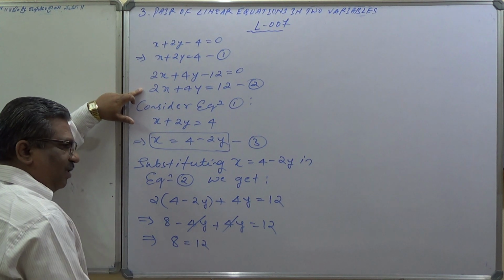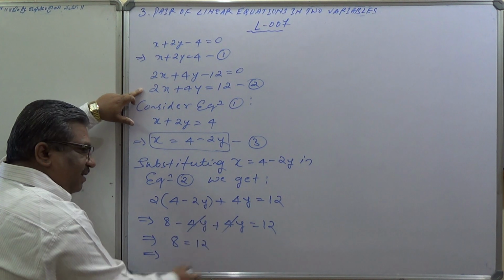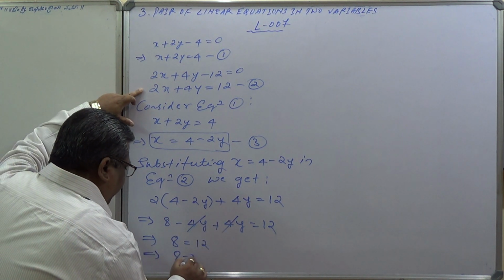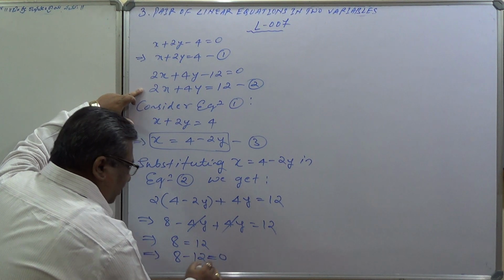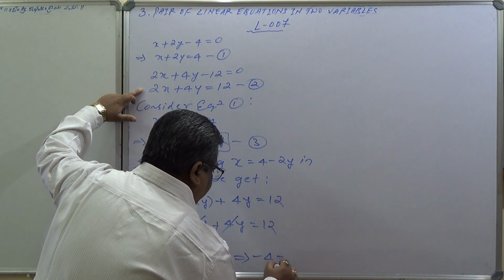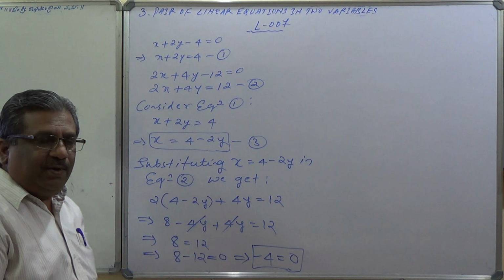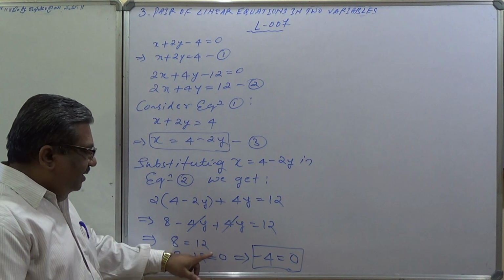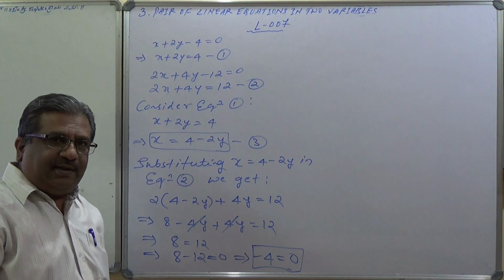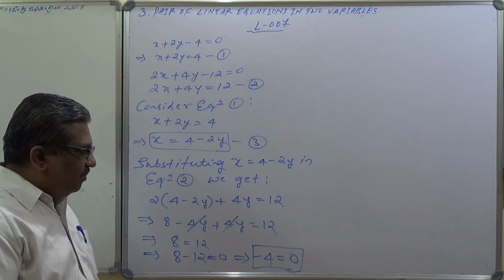This can also be written in another form: transpose 12 to this side. 8 minus 12 equals 0, which implies minus 4 equals 0. Are you able to understand what I did here? I transposed the constants to the other side. You can transpose to the other side also, it is possible. Here, minus 4 equals 0.